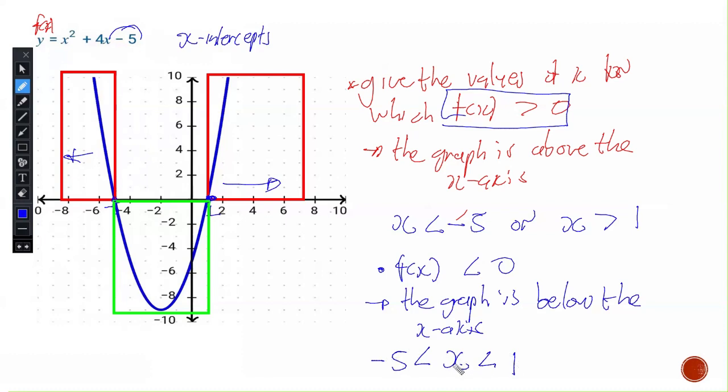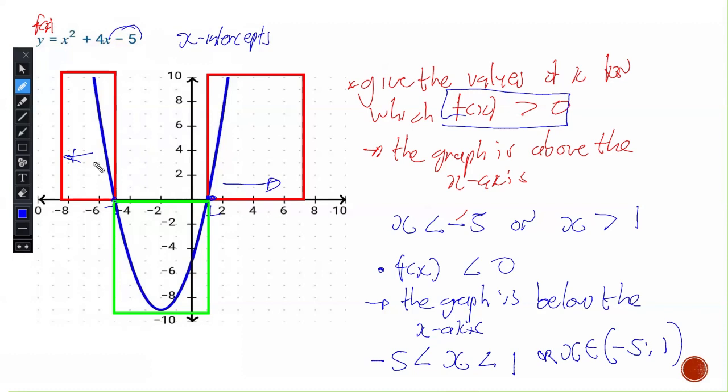When you read this one, it's more like you flip it over. So when x is greater than -5, but x is less than 1. Or if you prefer to write it like this, where x is an element from round bracket -5 all the way to +1. So the round bracket means that -5 and 1 are not part of the solution, right?